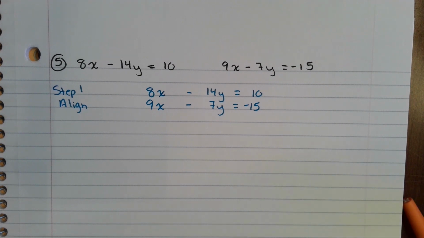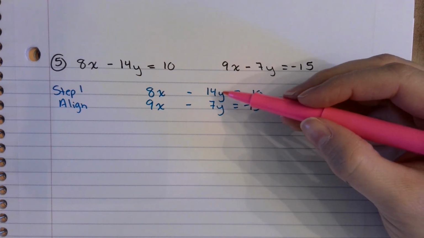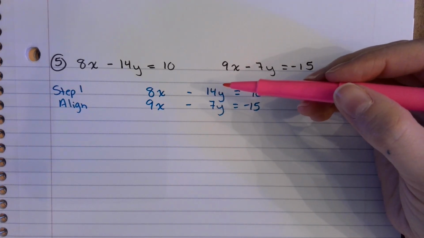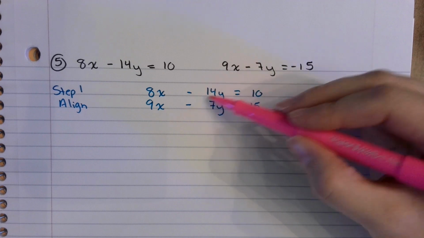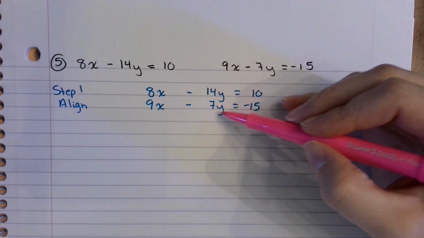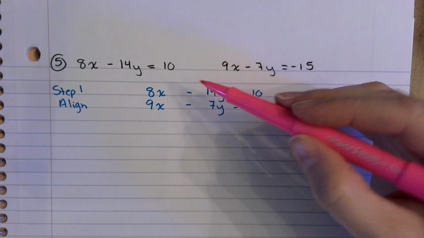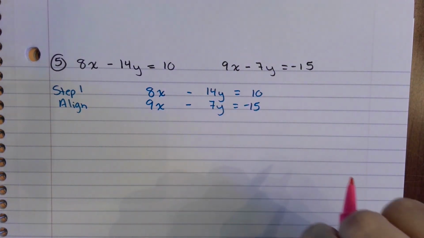In a situation like this, you want to focus on which one might be the easiest to create a zero pair from, which would happen to be the y's. The reason why it would be easy is because one of the values is already a multiple of the other. Here we have a negative 14y, and here we have a negative 7y. 14 happens to be a multiple of 7, so we wouldn't have to even change the first equation at all. We would only have to change the second equation.